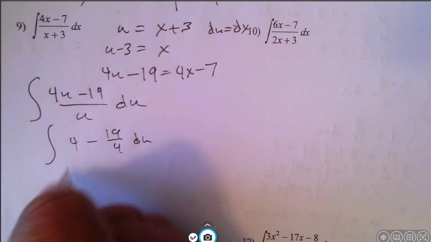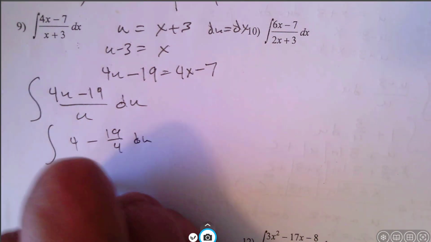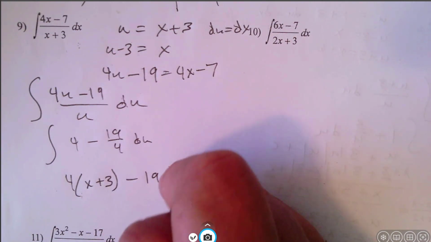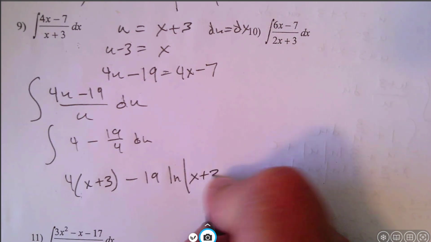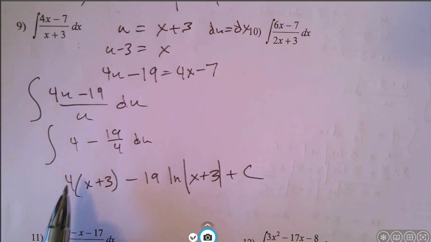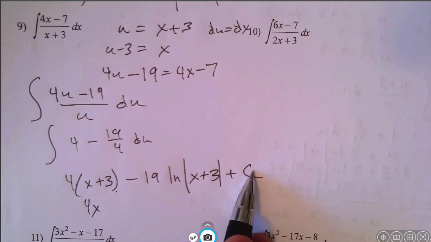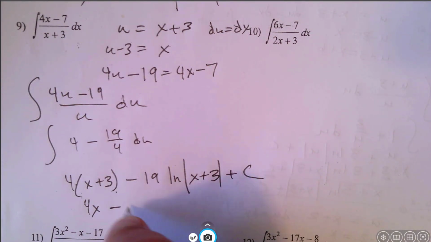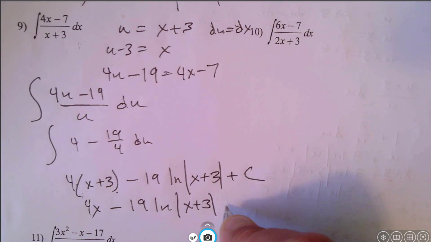Take the antiderivative. The antiderivative of 4 with respect to u is going to be 4u. U here is x plus 3. Minus 19 natural log of u, which again is x plus 3. Plus c at the end. 4 times x is 4x. 4 times 3 is 12. The 12 will get absorbed with the rest of the c. And so we have the rest of our answer: 4x minus 19 natural log, x plus 3, plus c at the end.